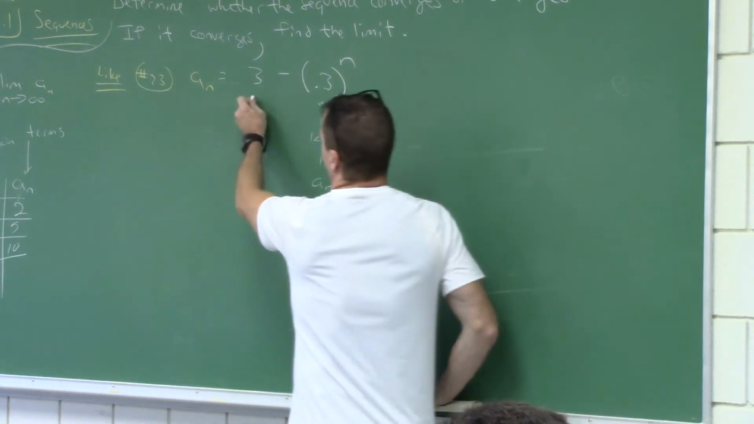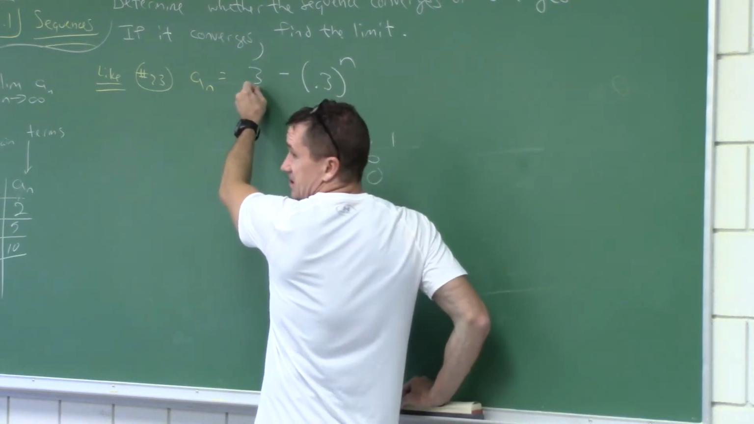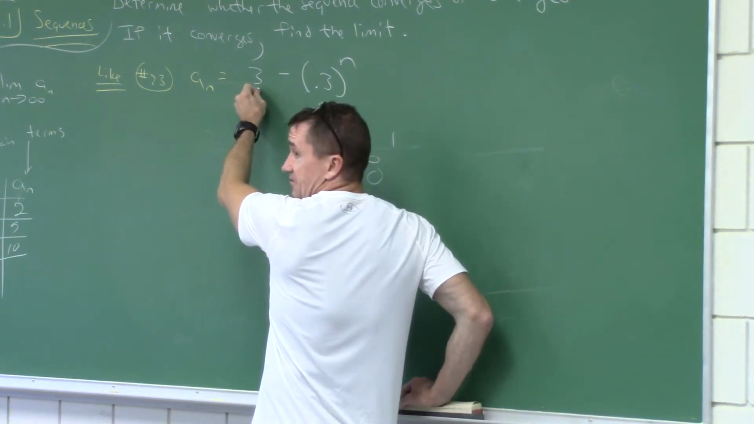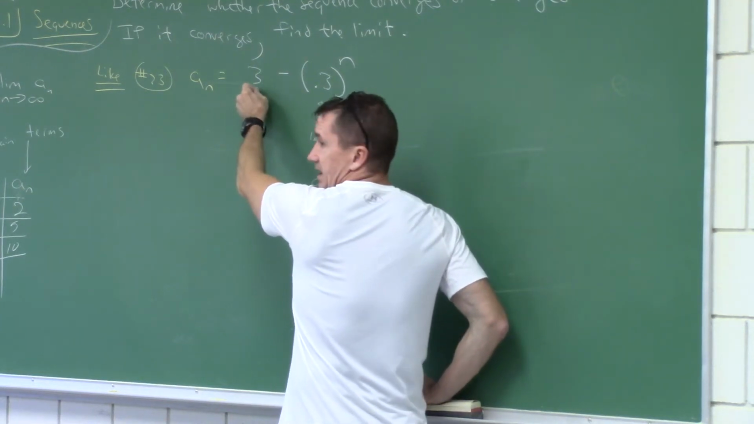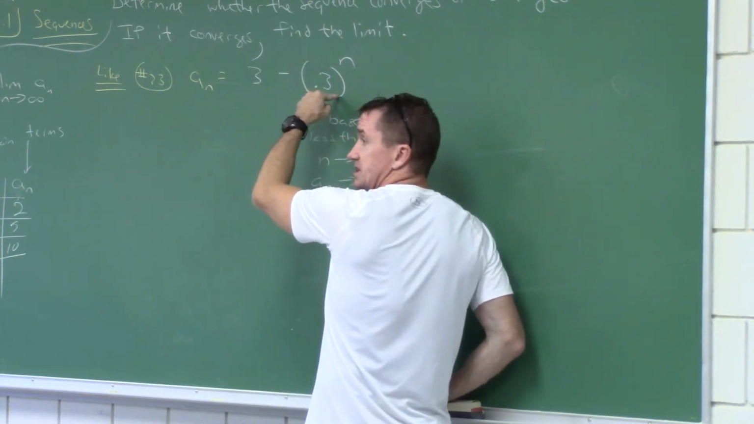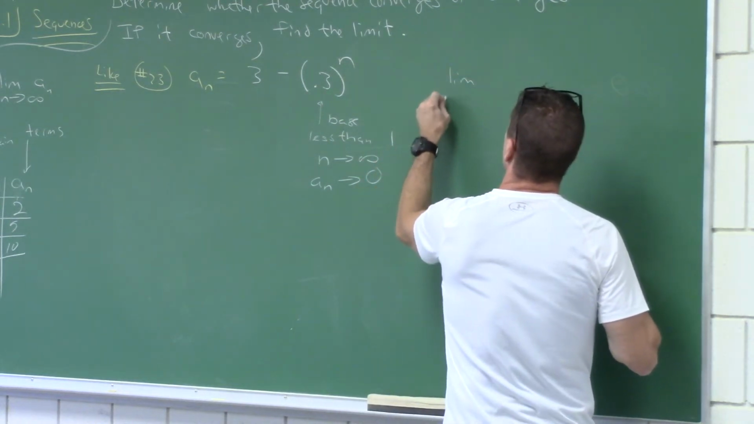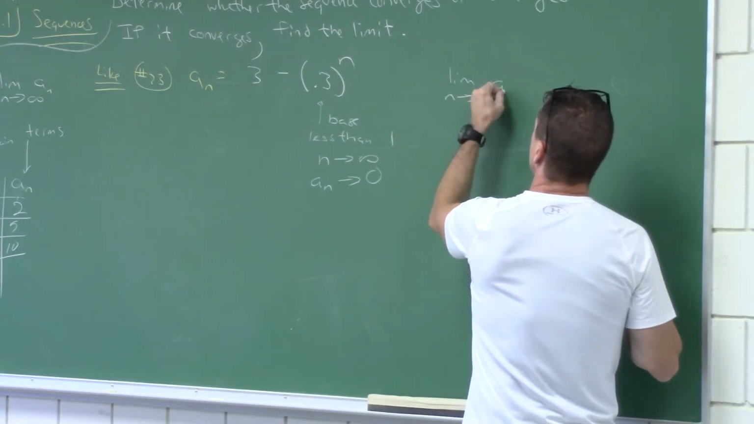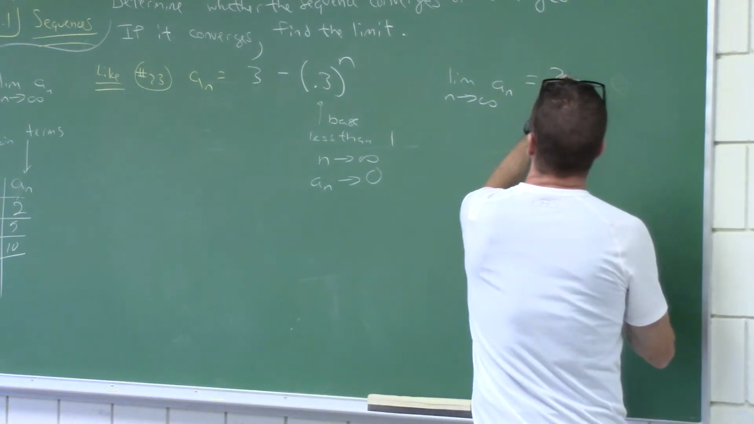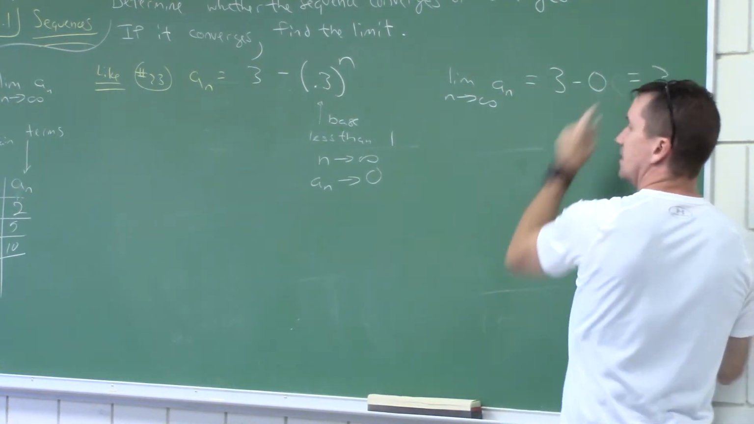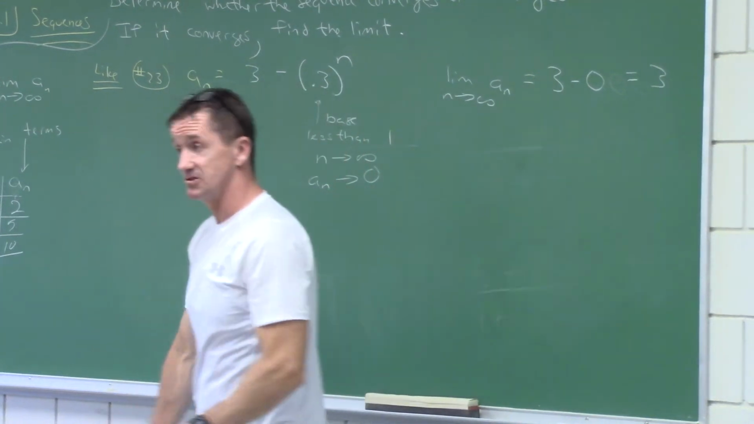Good job. Outstanding. Because he says it's convergent to 3, because it said a 3 in front, right? There's the 3, minus this is approaching a 0. So what's the limit as n approaches infinity of this sequence? 3 minus 0 giving us what? 3. This sequence is convergent.